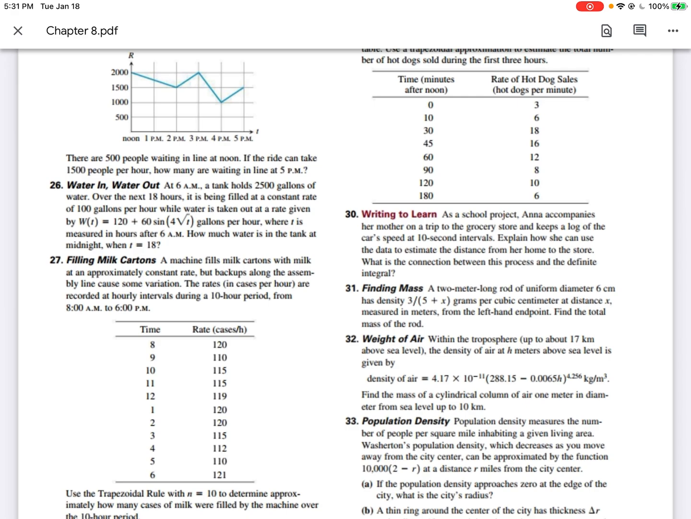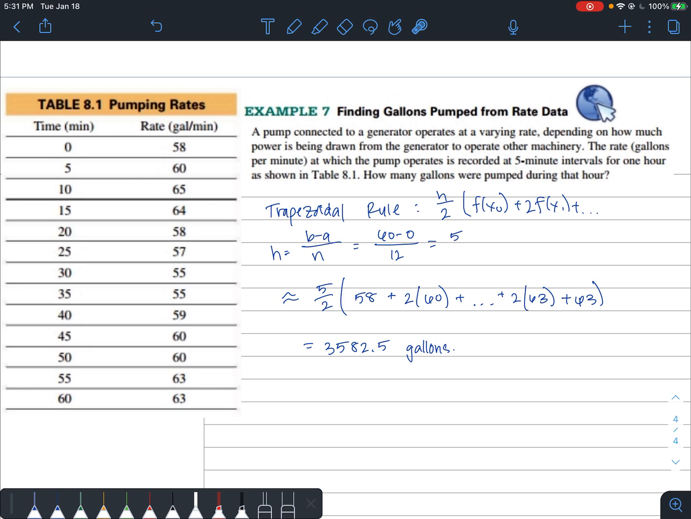And then for 27 right here, that's going to be this example right here. Should be very similar, but it's asking you to use the trapezoidal rule, so you just need a refresher for this one. A pump connected to a generator operates at a varying rate depending on how much power is being drawn from the generator to operate other machinery. The rate in gallons per minute at which the pump operates is recorded at 5-minute intervals for 1 hour, as shown in this table right here. So 5 minutes, up to an hour. How many gallons were pumped during that hour?